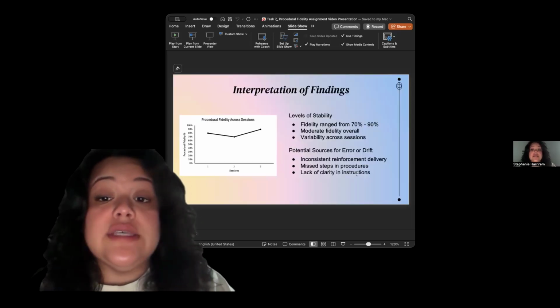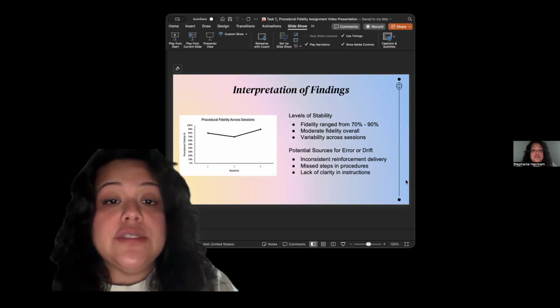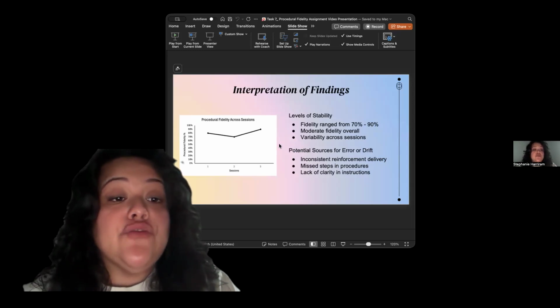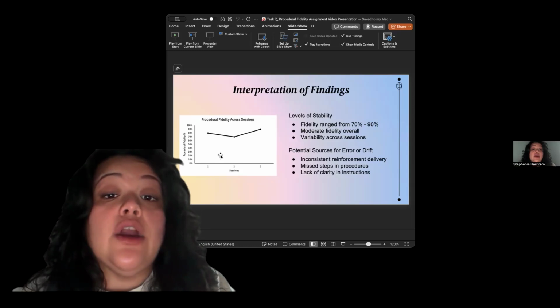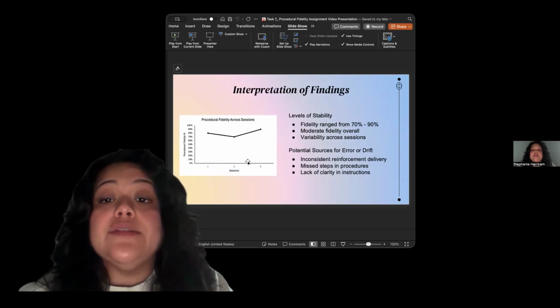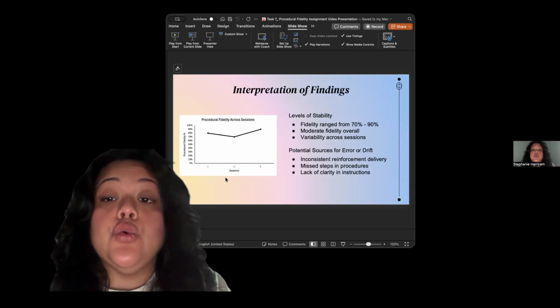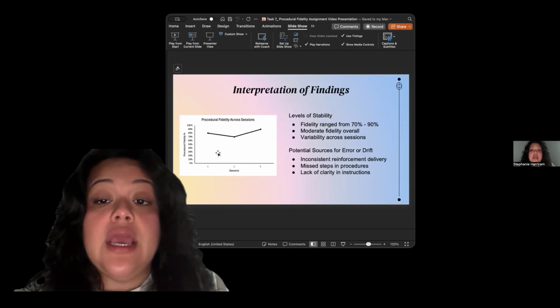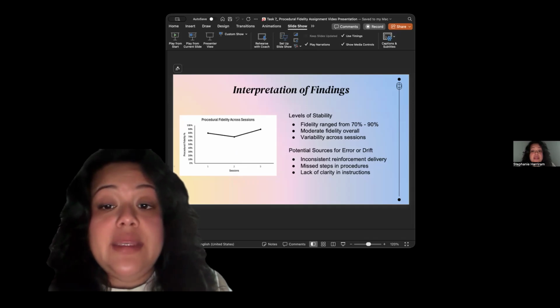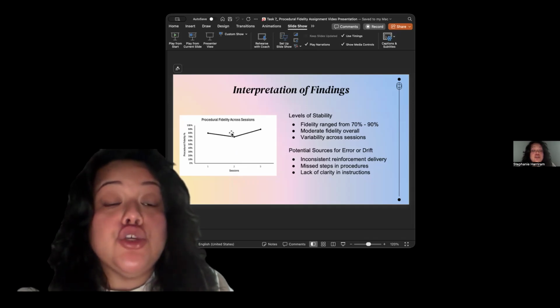Now for interpretations of findings. So our data shows that fidelity ranged from 70% in session 2 to 90% in session 3, and there was a moderate fidelity overall. There was variability across the sessions. So here in session 1 to session 2, there was a drop followed by the increase in session 3. So that pattern can suggest that there is some inconsistency in implementation, but there is the room for improvement. That error in session 2 here can reflect drift.